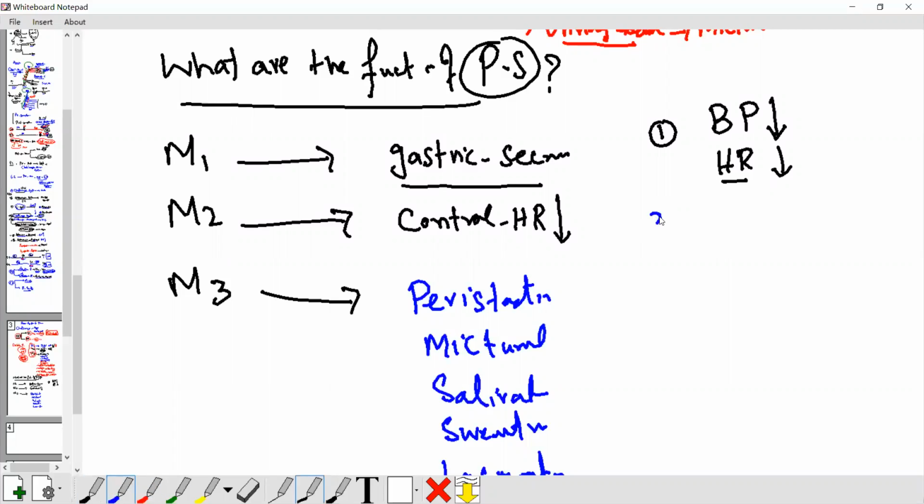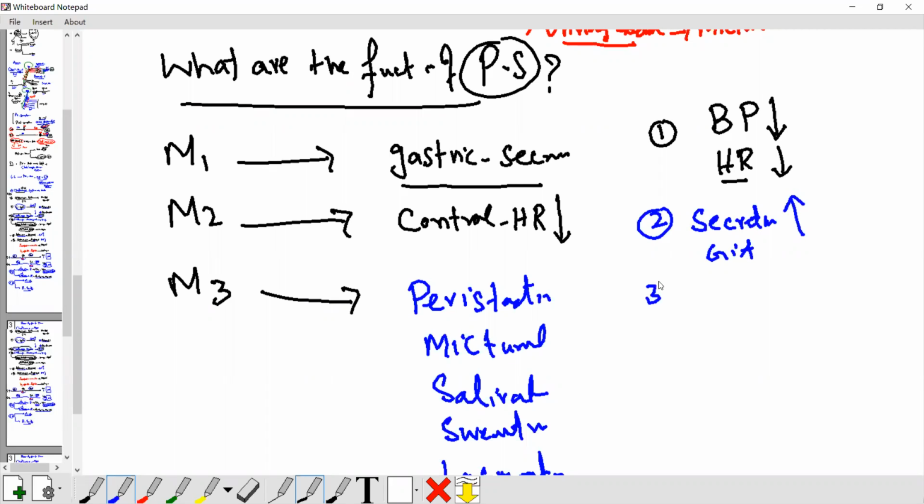And if the parasympathetic is stimulated, then what happens with the GIT system? Too much secretion of GIT increase. What happens with motility of GIT? Motility means peristalsis. Motility of GIT increase.